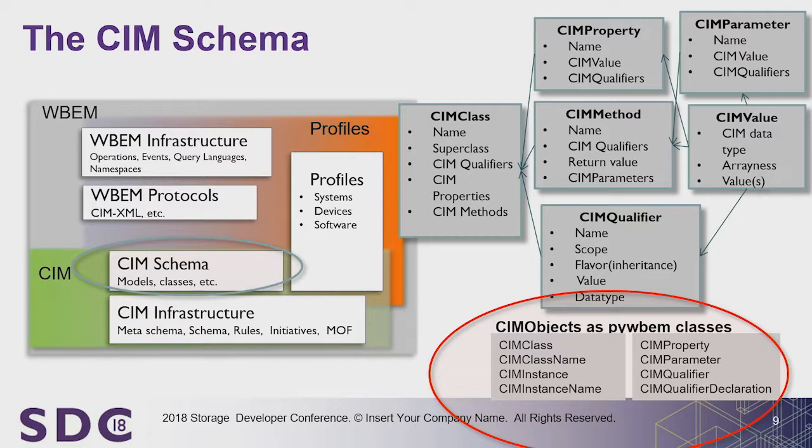Qualifiers have characteristics such as the scope. Is this applied to classes, properties, methods, et cetera, and certain data types. And every one of these things has a corresponding mechanism defined in our implementation. So there is a Python class for SIM class, a Python class for SIM class name, a Python class for SIM instance, et cetera, et cetera, et cetera. And that's part of the public API.